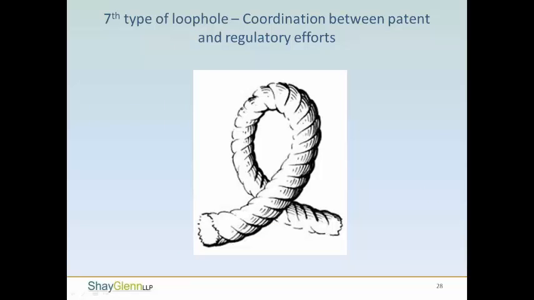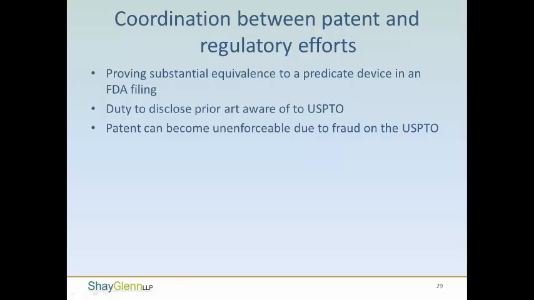So the seventh type of loophole is coordinating the efforts between your patent people and your regulatory people. As you're probably aware, you often have to prove substantial equivalence to a predicate device when you're making an FDA filing, like a 510K. You also, when you're working with the patent office, have a duty to disclose any relevant prior art that you're aware of to the patent office.